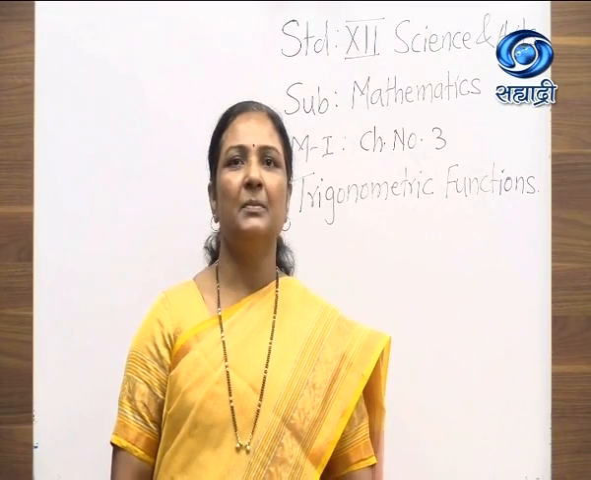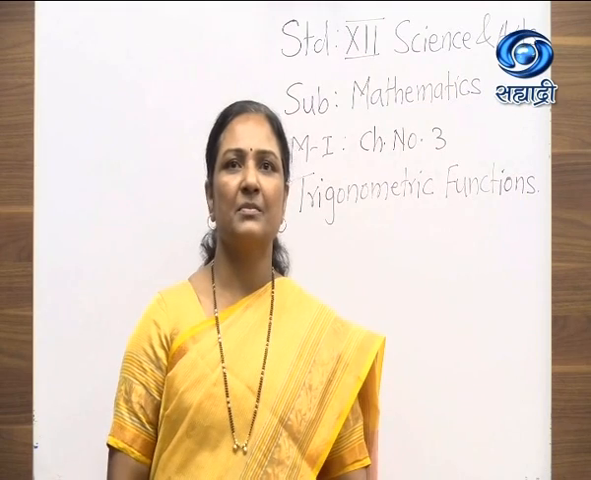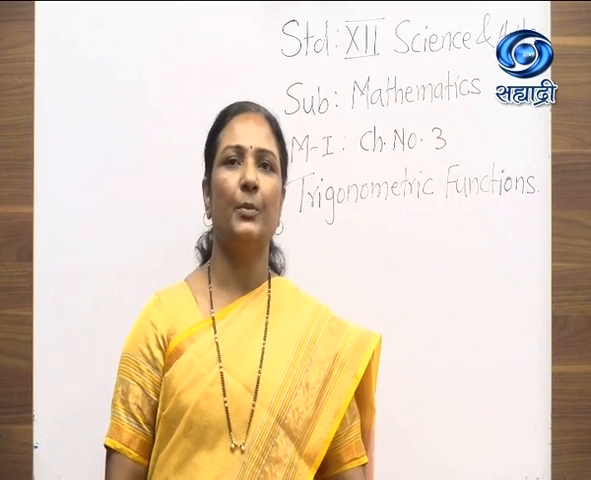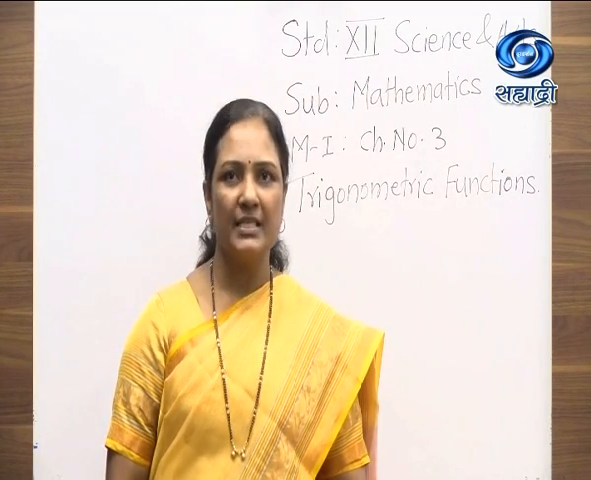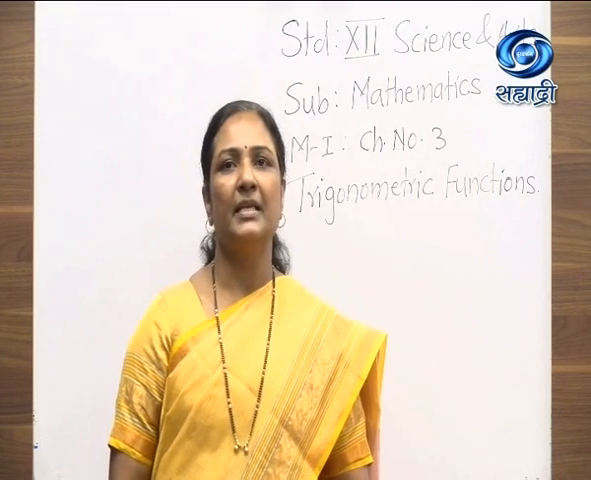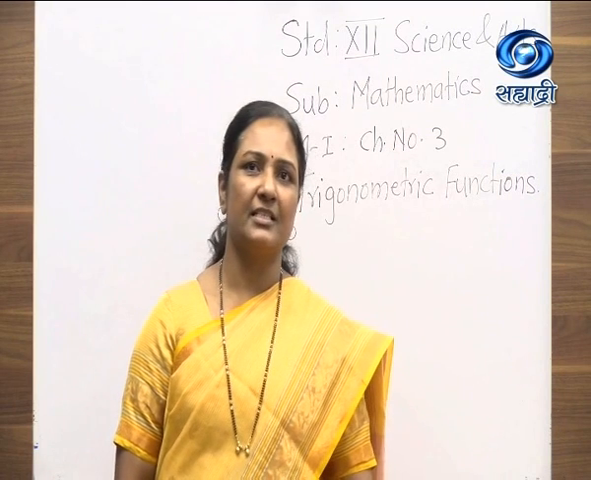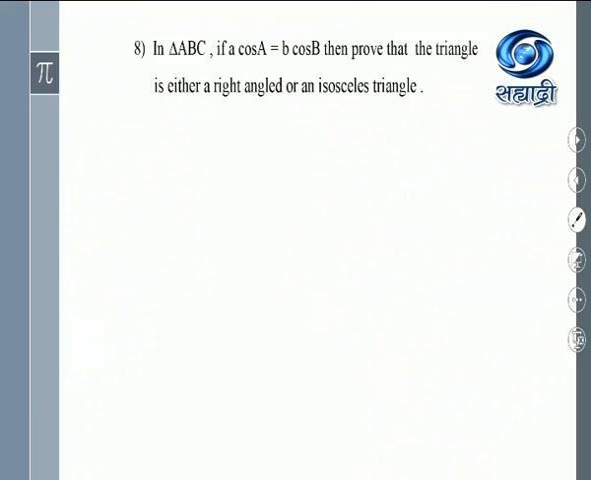Welcome you all. In the previous lecture, we solved the sums from exercise 3.2, chapter number 3, trigonometric functions. In today's lecture, again we try the remaining sums from exercise 3.2 using PowerPoint presentation. In the previous lecture, we solved question number 8: in triangle ABC, if a cos A equals b cos B, then prove that the triangle is right angled or isosceles.